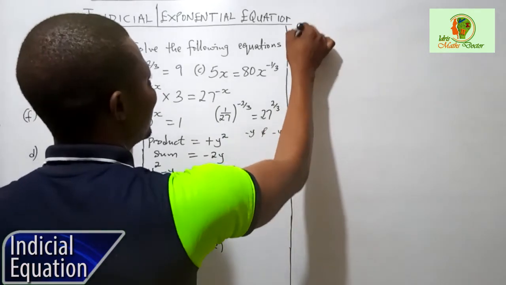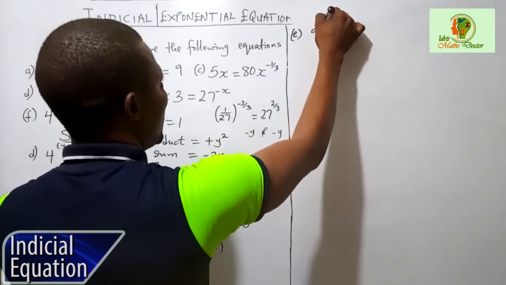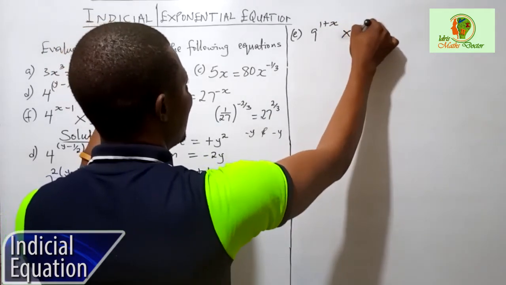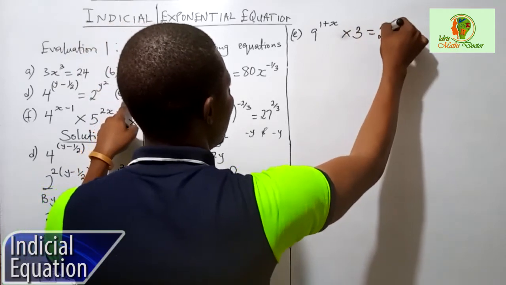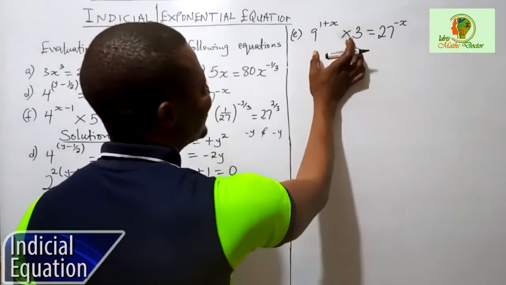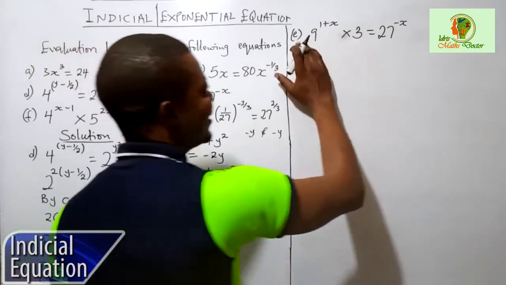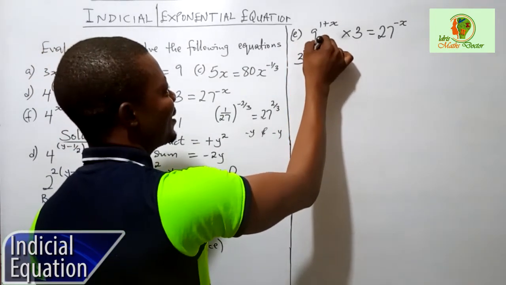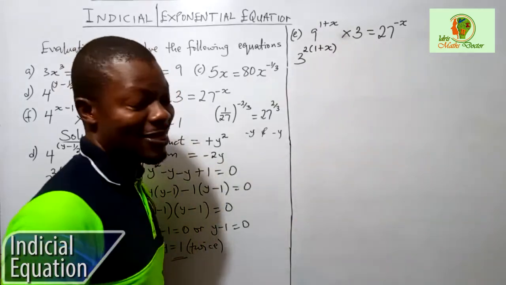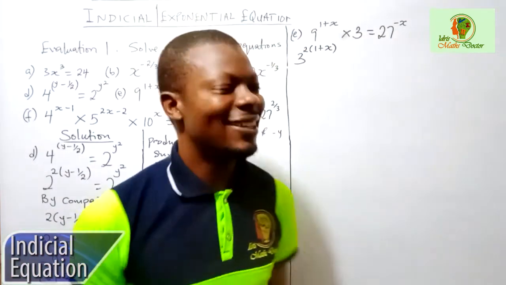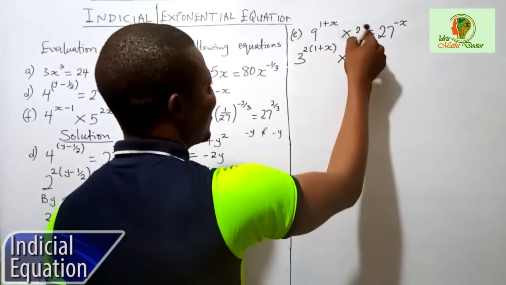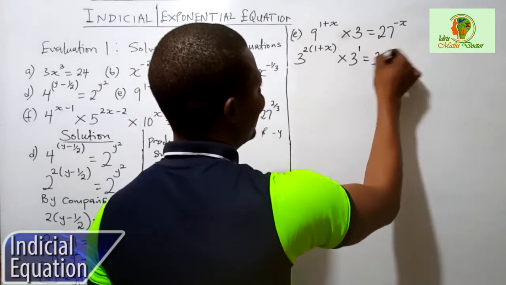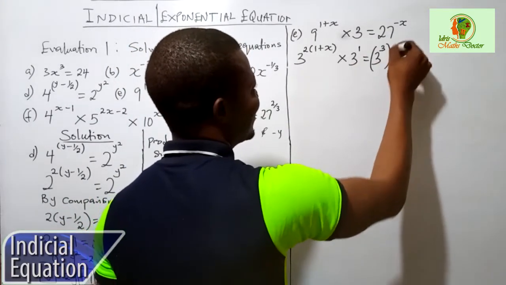So I believe I have space for we are now going to letter E. Question E: we have 9 raised to power 1 plus x, multiplied by 3, equal to 27 raised to power minus x. Since the lowest base here is 3, we are going to write all this in base 3 in index form. So that gives us 3 raised to power 2 bracket 1 plus x, because 3 raised to power 2 gives 9, multiplied by 3 raised to power 1. Writing 27 in index form, we are going to have 3 raised to power 3 bracket minus x.